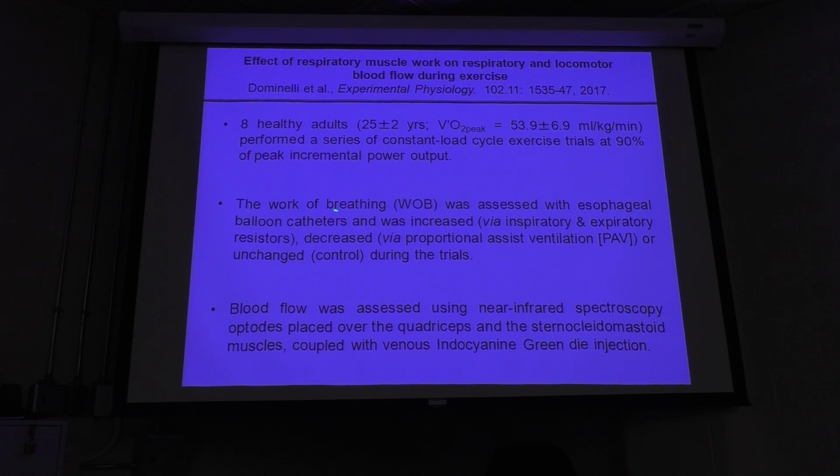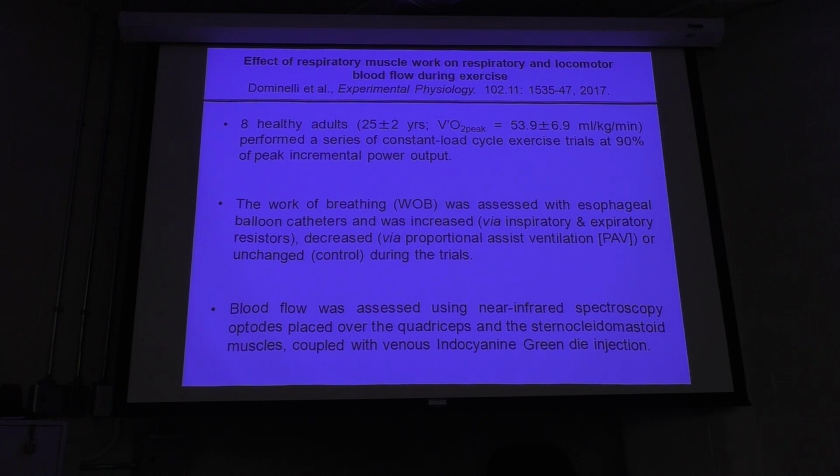Now what they did is the work of breathing was assessed with esophageal balloon catheters. So again, a balloon they put in through the nose down to the esophagus so they can measure respiratory pressure swings in relation to tidal volume expansion. And the work of breathing was increased using inspiratory and expiratory resistors. So they really put a load on the respiratory system here.